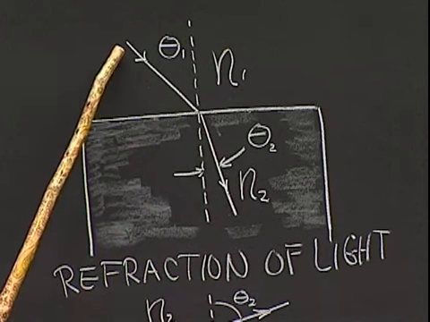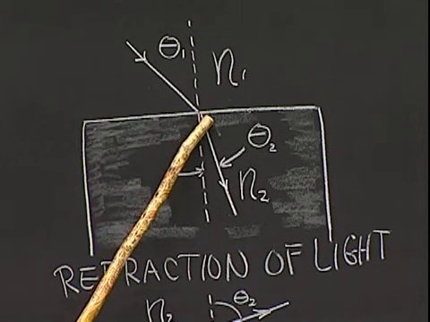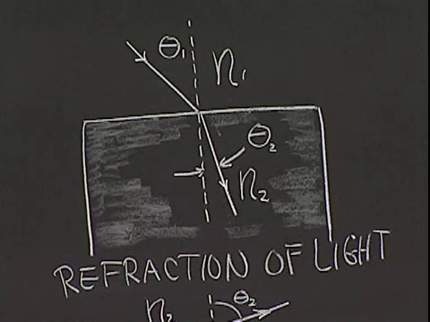So light comes up at one speed and passes through a surface and immediately changes speed and undergoes a change in direction. We call that refraction.